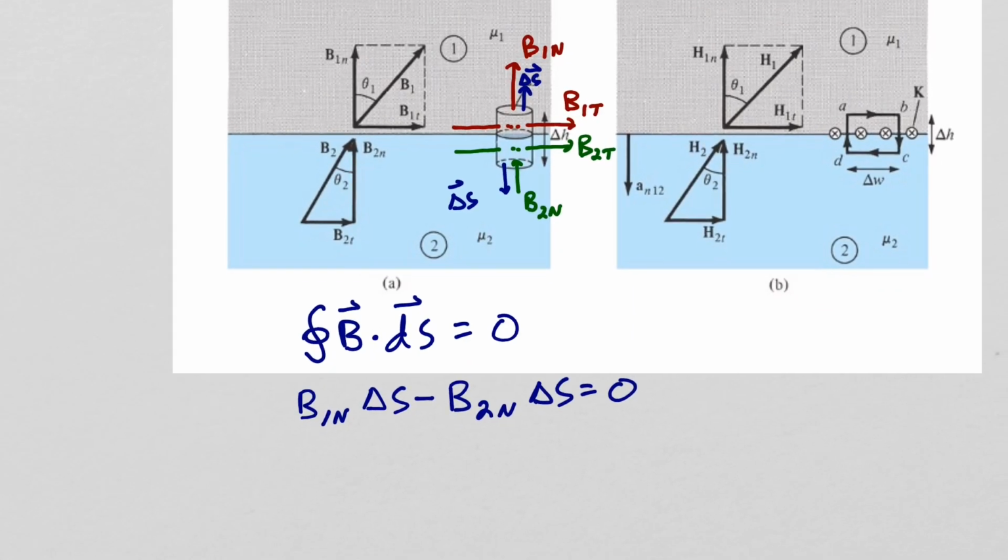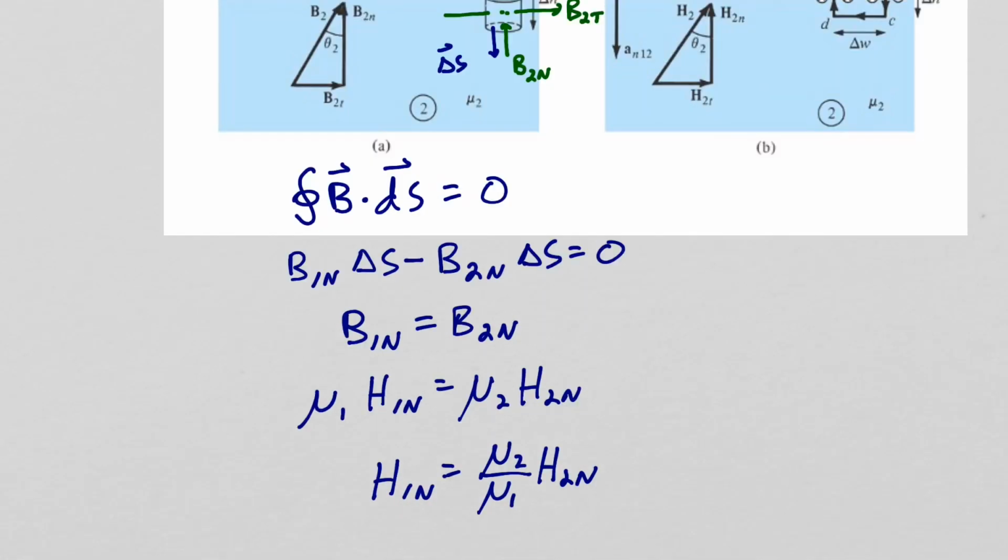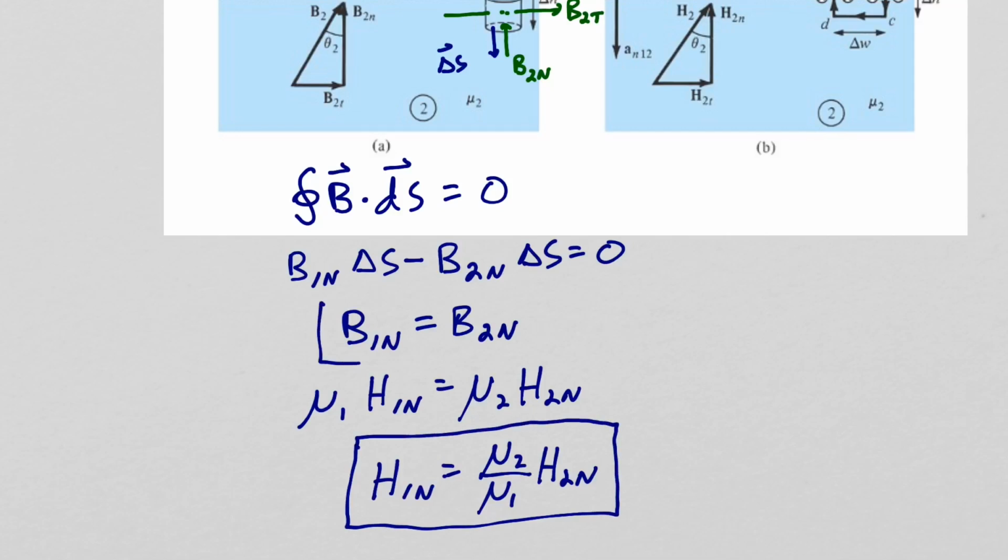So B sub 1 normal is equal to B sub 2 normal, so we see the normal components of the magnetic flux density field will be continuous. For the magnetic flux density fields, let's substitute the absolute permeability times the magnetic field intensity. So we see that the normal components of the magnetic field intensities will be discontinuous at the boundary.